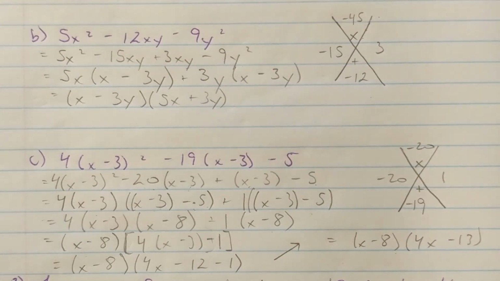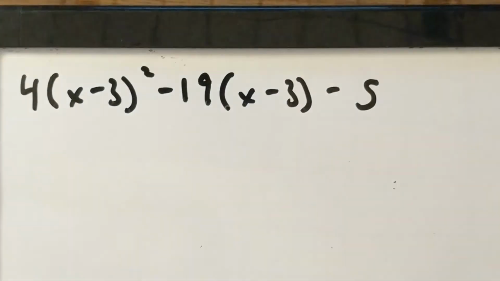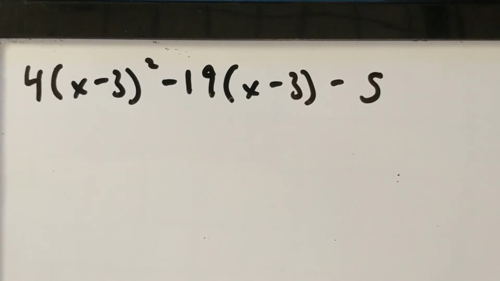Now if you're saying to yourself, I have no idea what she just did, literally no idea, I did not follow this, that's okay. There's more than one way to handle this type of question. I'm going to do it on a whiteboard. Four times x minus 3 squared minus 19x minus 3 minus 5.